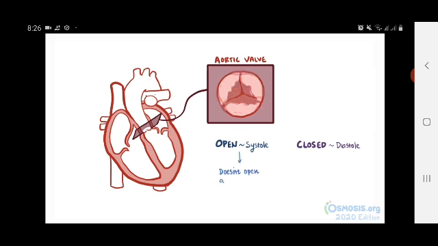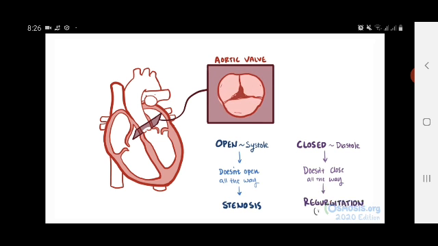If the aortic valve doesn't open all the way, it gets harder to pump out to the body, and this is called aortic stenosis. If it doesn't close all the way, then blood leaks back into the left ventricle, called aortic valve regurgitation, or aortic insufficiency.